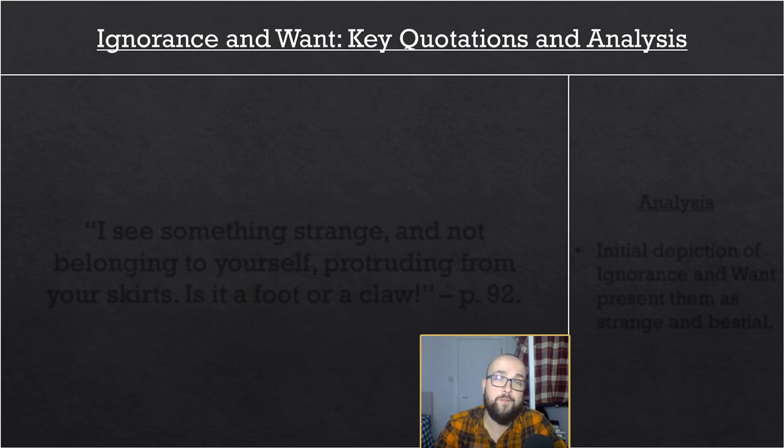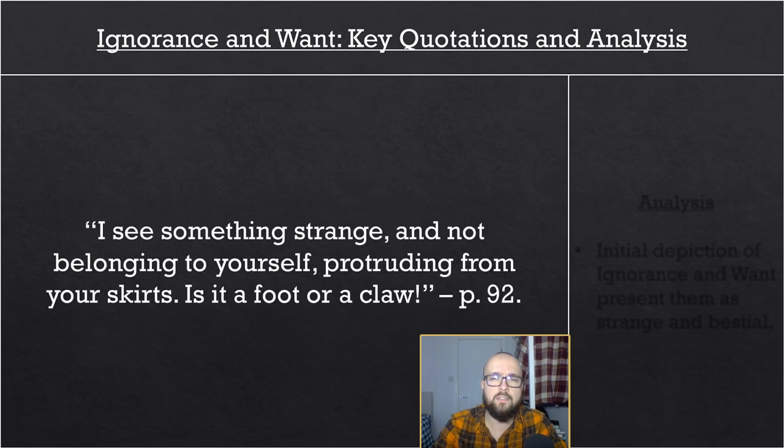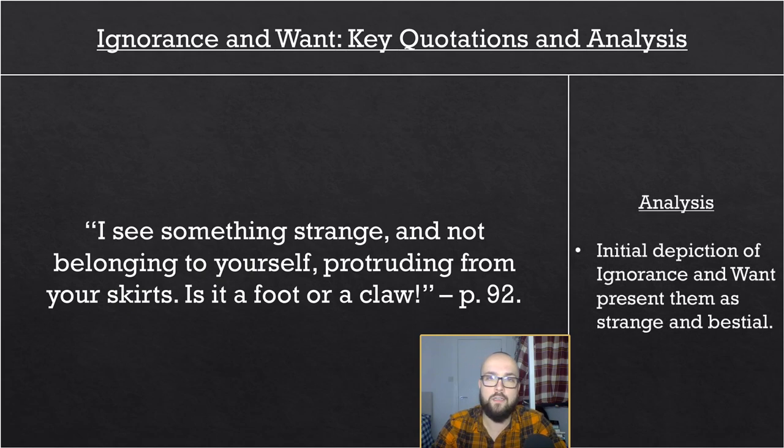So, our first glimpse of ignorance and want is seen in some of Scrooge's dialogue, in which he says, somewhat startled, "I see something strange and not belonging to yourself protruding from your skirts. Is it a foot or a claw?" But what can we say about this? Well, I would argue that this initial glimpse of ignorance and want presents them as strange and bestial, a word meaning like a beast, and yes, it's supposed to not have an A in it.